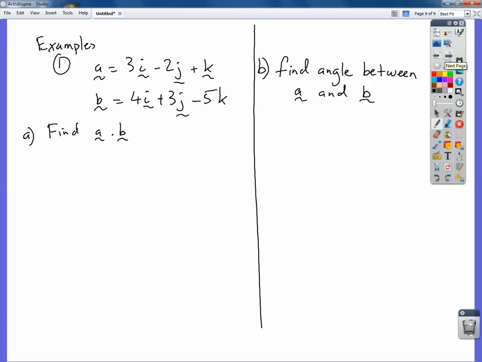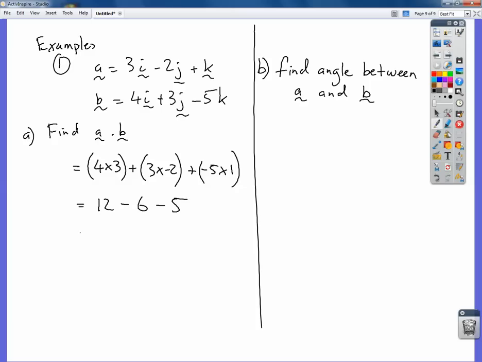Let's put that into an example here. Let's find the dot product, A dot B. Well, A dot B is going to equal 4 times 3 plus 3 times minus 2 plus minus 5 times 1. What does that give me? 4 3s are 12, minus 6, minus 5. So A dot B in this case equals 1.